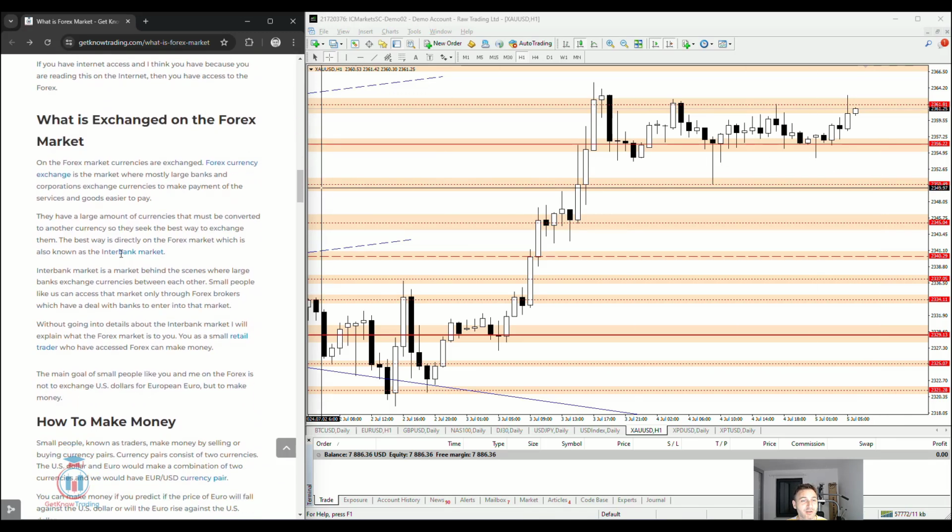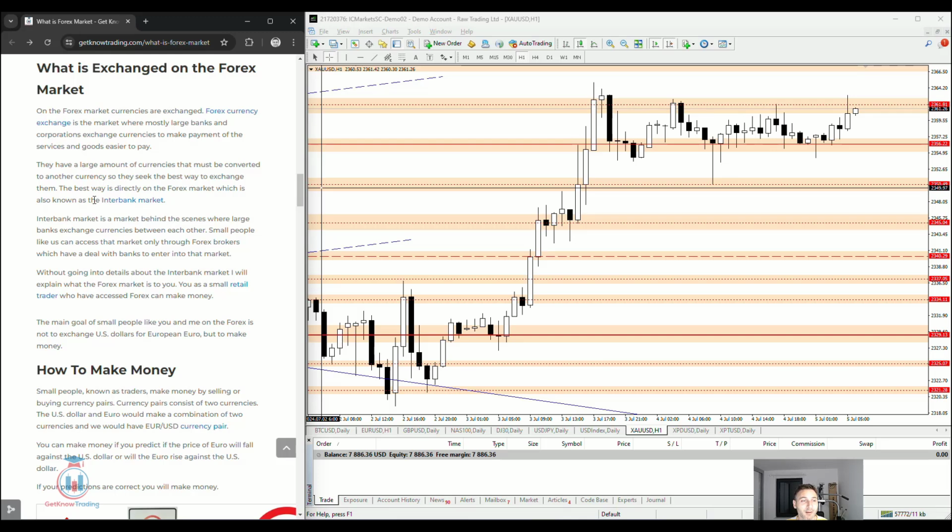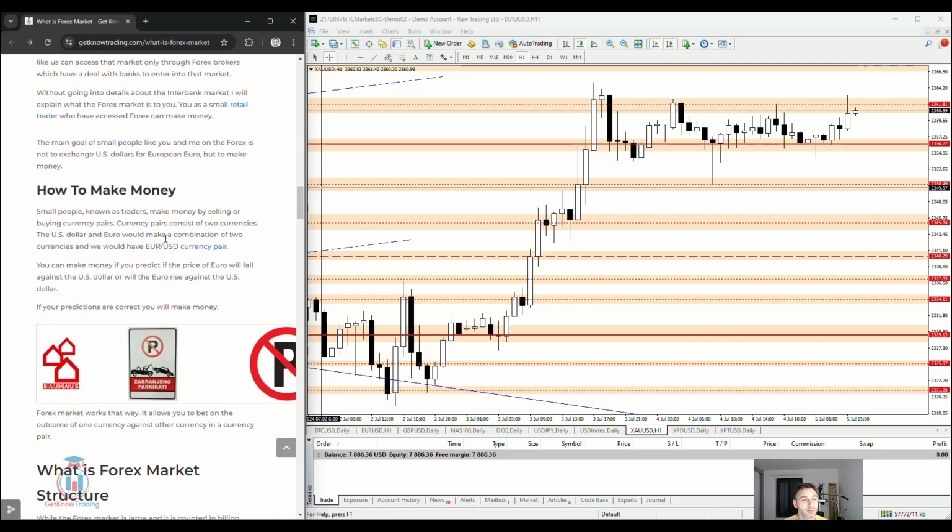This is the basic term that you need to understand what is Forex market and what is done. Now, what is exchange on the Forex market? Well, there is interbank market. You can see that here. It is a market that is not accessible to us because we are small retail traders that we need a broker in order to get access to the Forex market. Our broker then goes and sends a request to the interbank market. Where are the banks located? The banks, because of the large sum of money they have on their portfolio and where are they exchanging that money, they are exchanging between each other banks. So it is called interbank market. Now, how to make money?